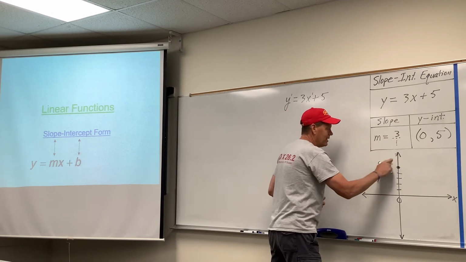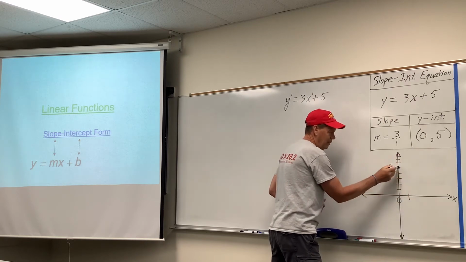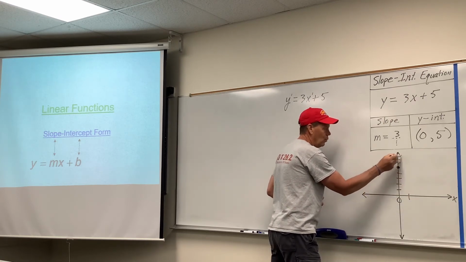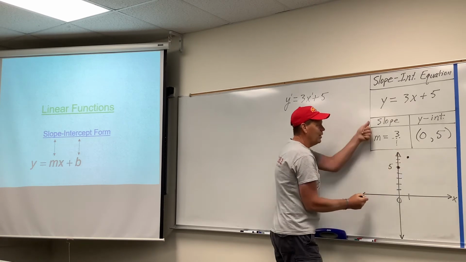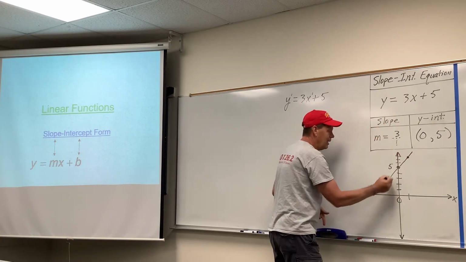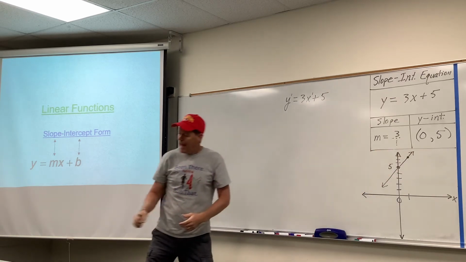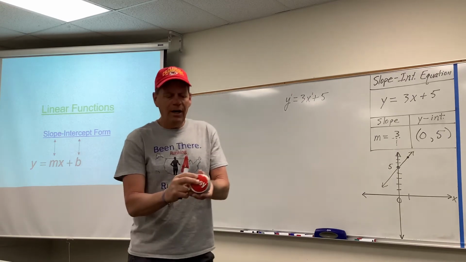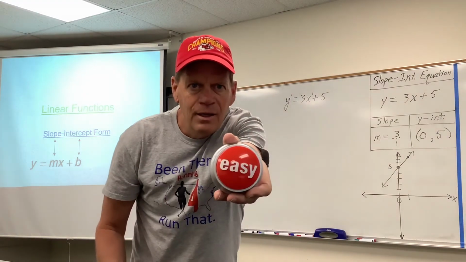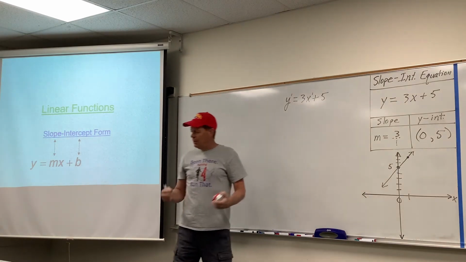So we will come back to this beginning point. We will rise 3 and run 1 from that beginning point. 1, 2, 3, up, 1 over. Up 3 and to the right 1. There's our secondary point, and then we can just draw our line. So there would be a very easy graph. That question was very easy, because it was already in slope-intercept form. So you start easy and you build from there.